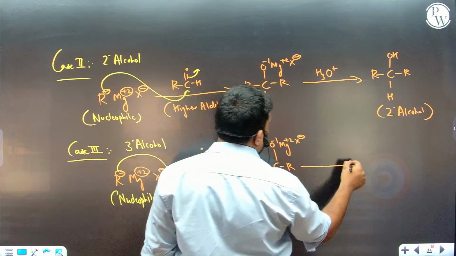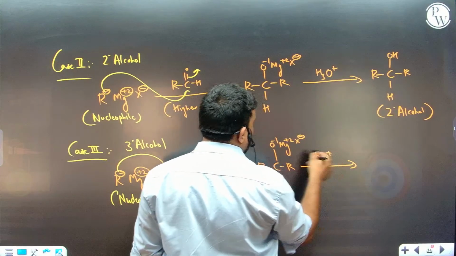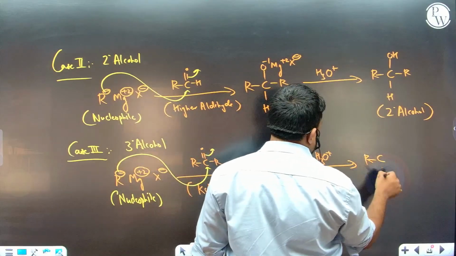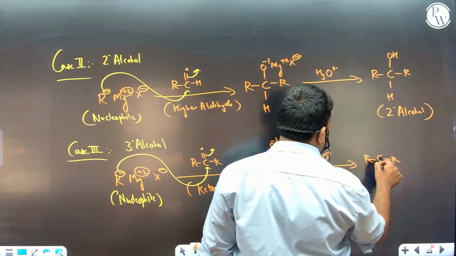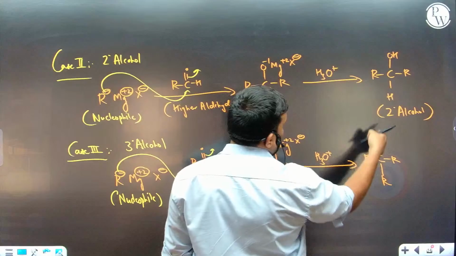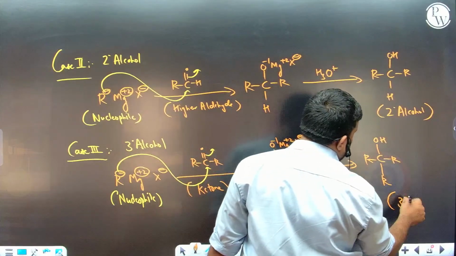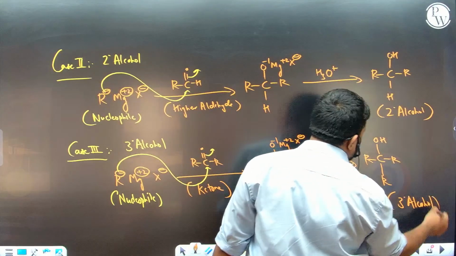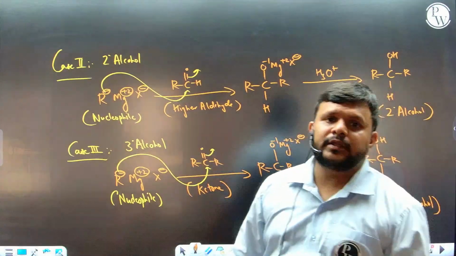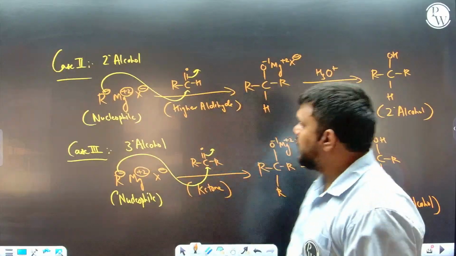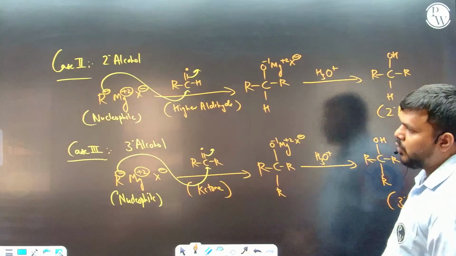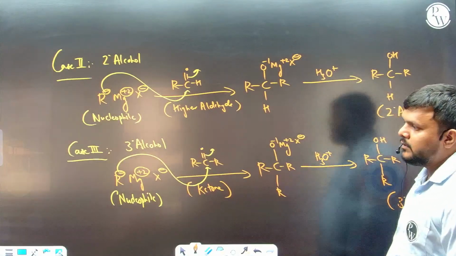Then we react it with H3O+. What will happen? Instead of Mg+2X-, you will get H attached, giving RCRR with OH. So this is a 3 degree carbon with OH attached to it, so this is 3 degree alcohol. You can see we prepared all three, 1 degree, 2 degree and 3 degree alcohol. This was a very interesting preparation of alcohol from haloalkane.